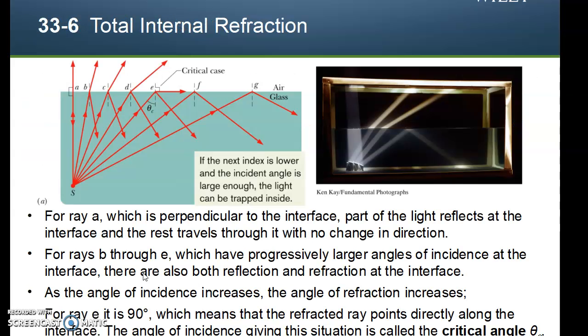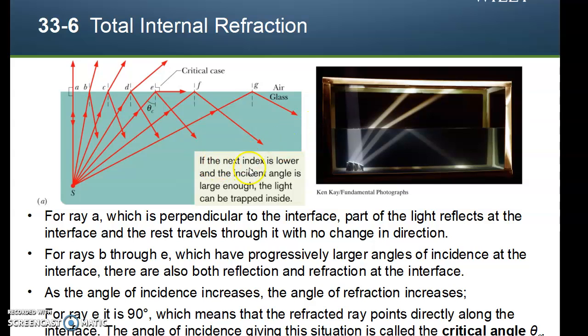Total internal reflection. If you've got ray A, which is perpendicular to this interface, part of the light reflects at the interface, and the rest travels through at no change. When you have ray B through E, each one of these has a progressively larger angle of incidence, right? And so there's going to be more of it bouncing back this way until you're eventually going to get to a point out here where there is no transmission and only strictly reflection.